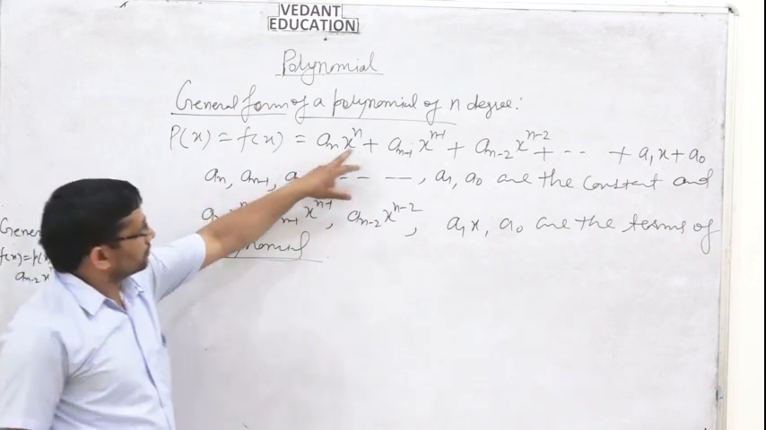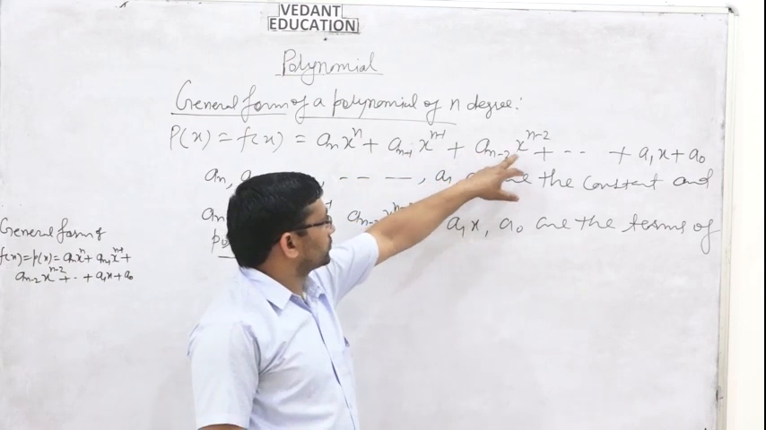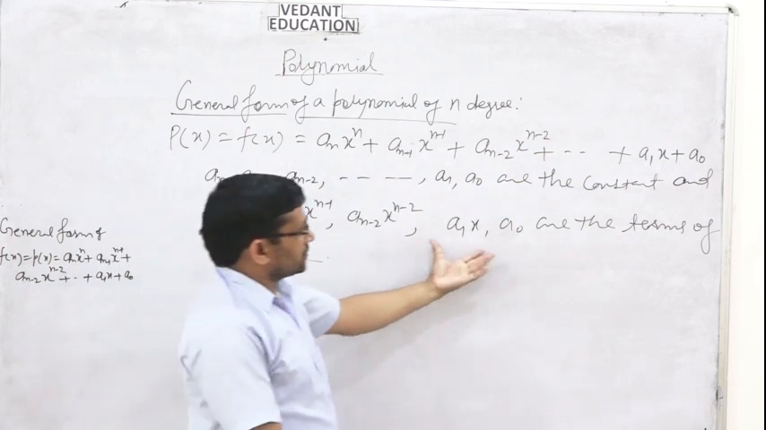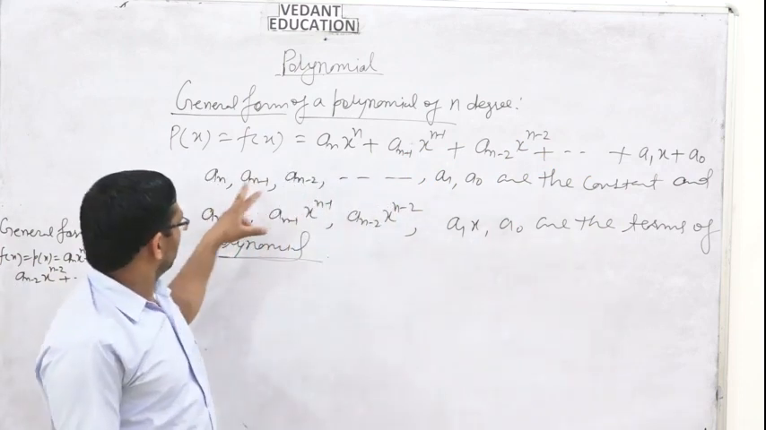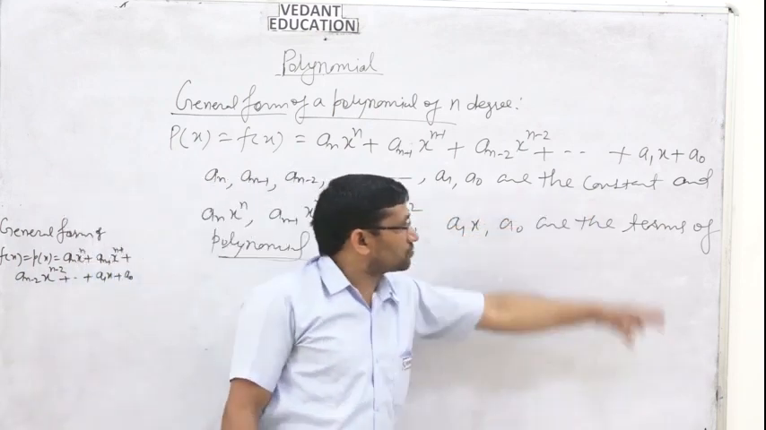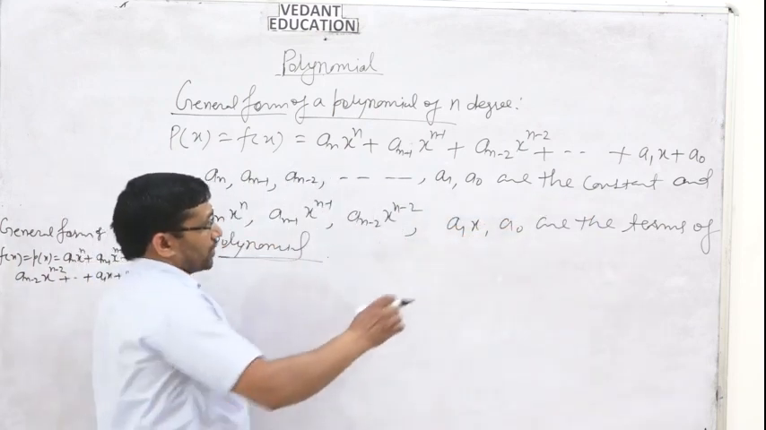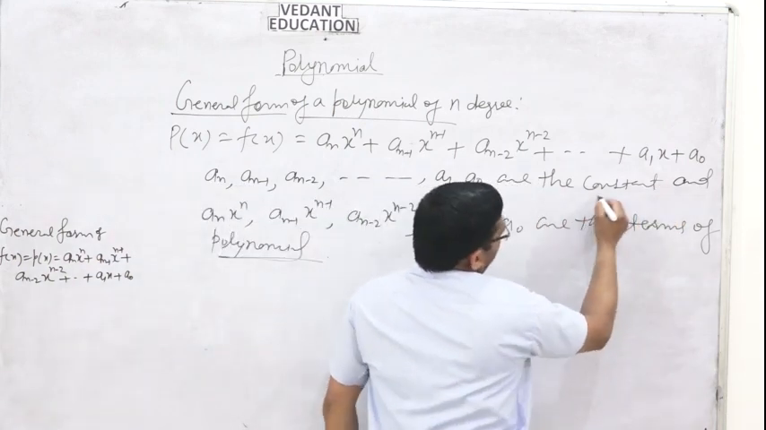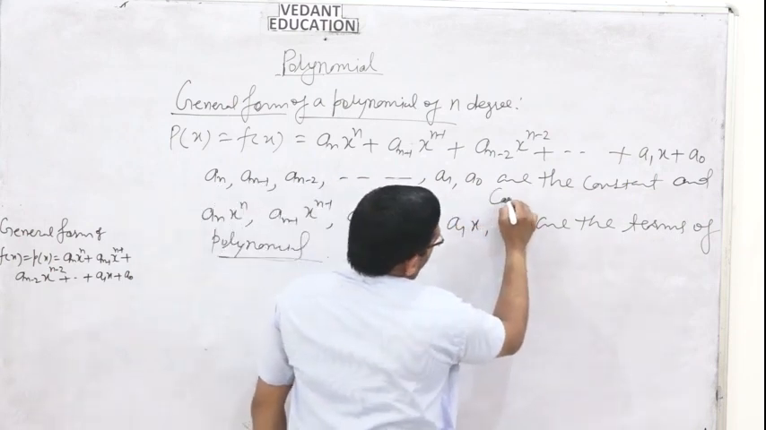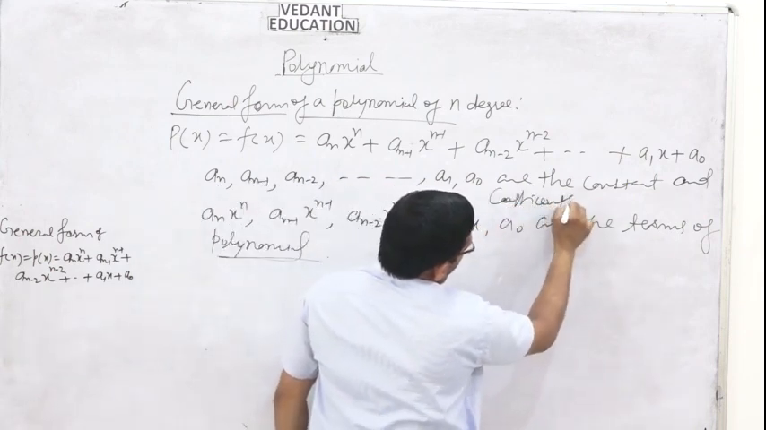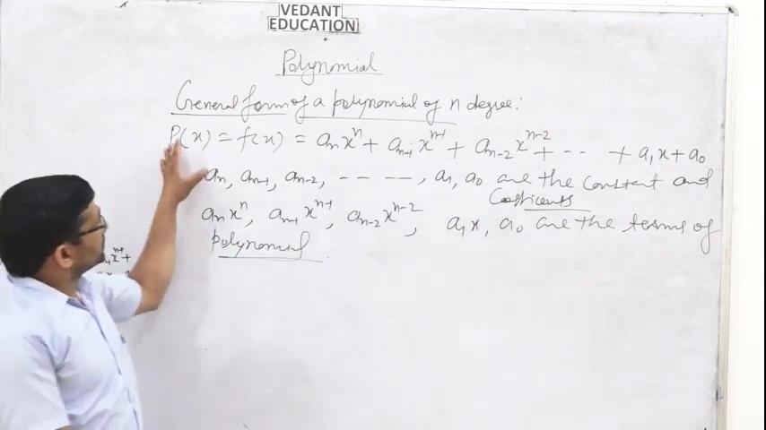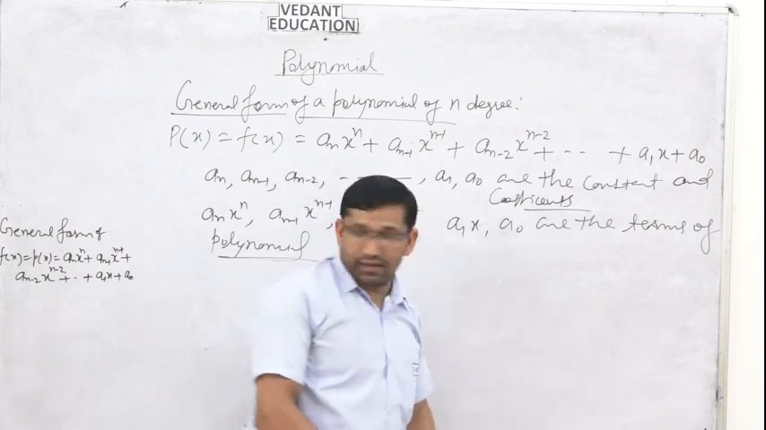a n x power n, a n minus 1 x power n minus 1, a n minus 2 x power n minus 2, a1x and a0 are the terms. These are the terms of the polynomial and a n, a n minus 1, a n minus 2, a1, a0 are the constants, also known as coefficients. These all are the coefficients. So this is the general form of a polynomial of n degree.